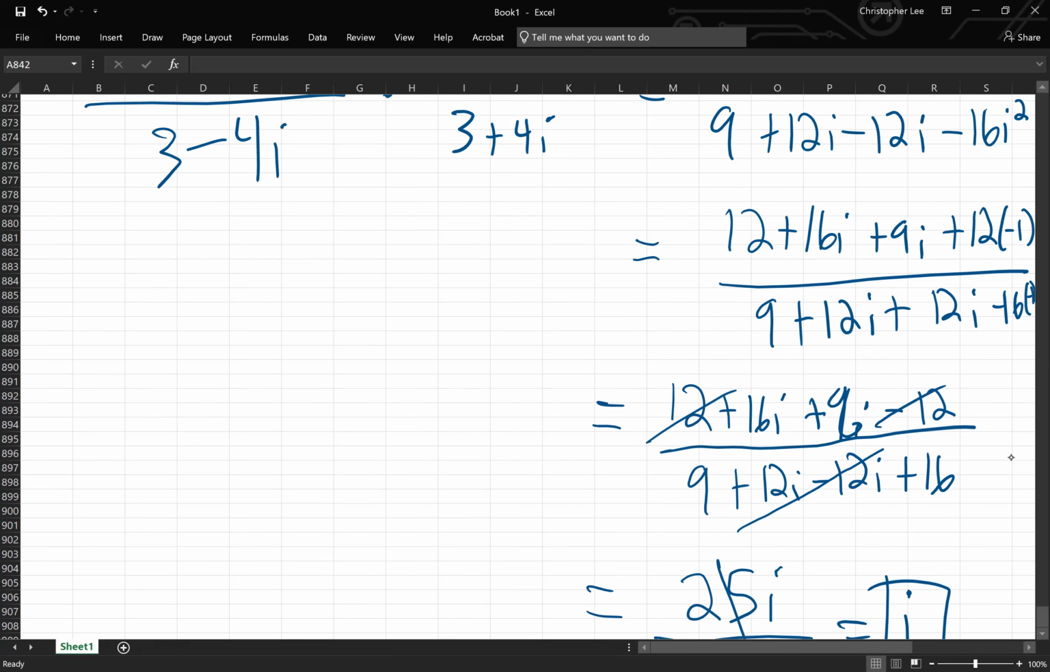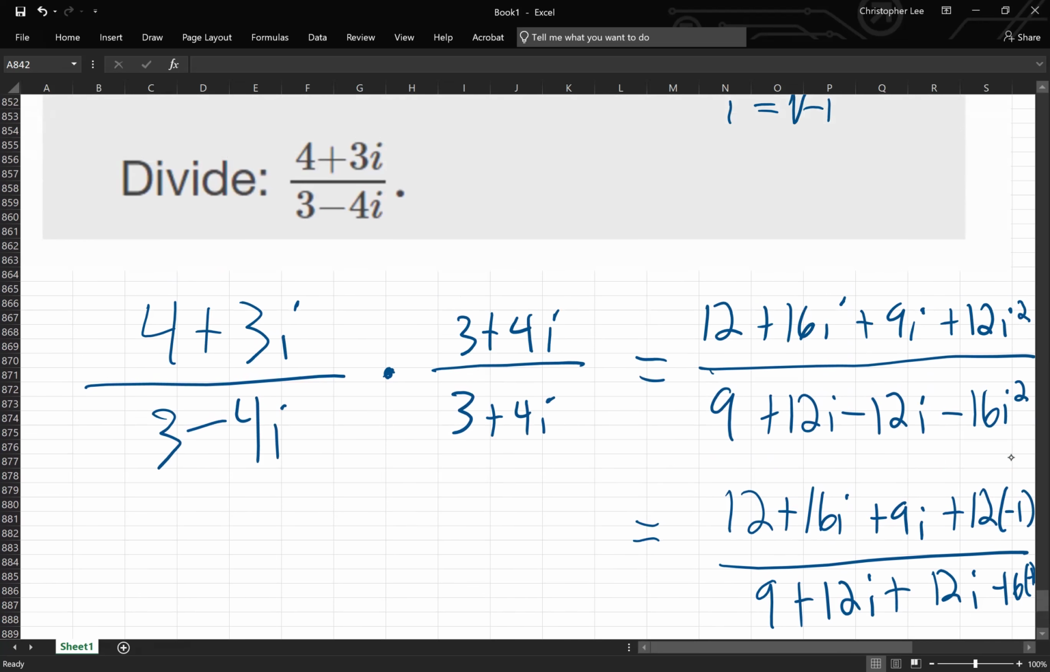Questions on this, anybody? That's the trick. Just multiply it by the conjugate, distribute, combine like terms, and we're good to go. No questions on this one? Okay.